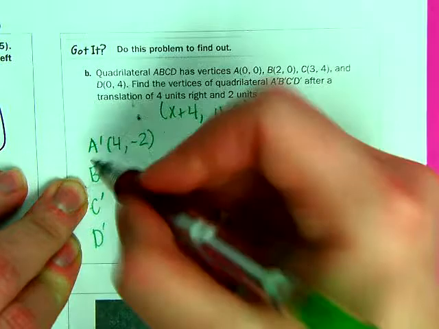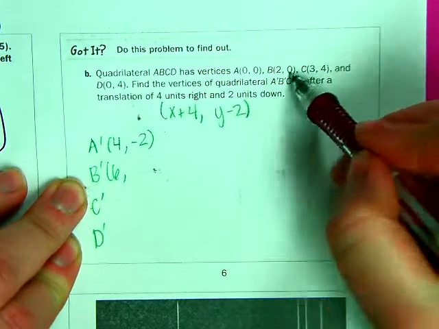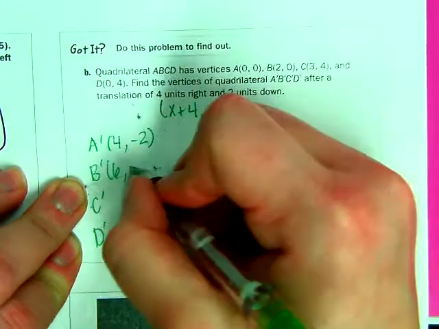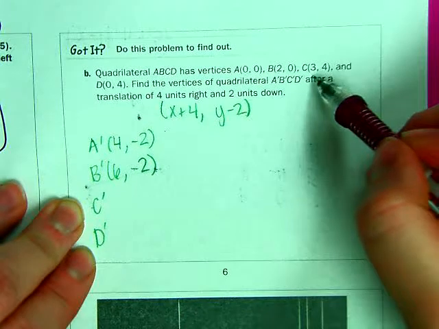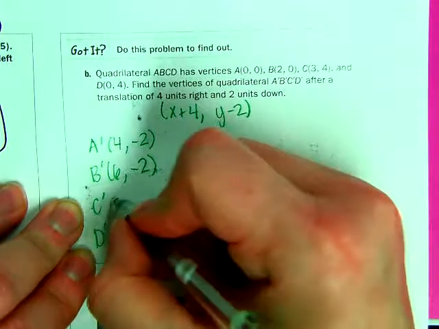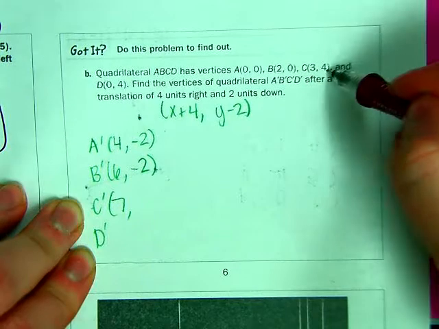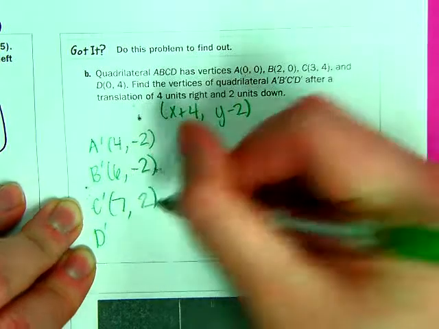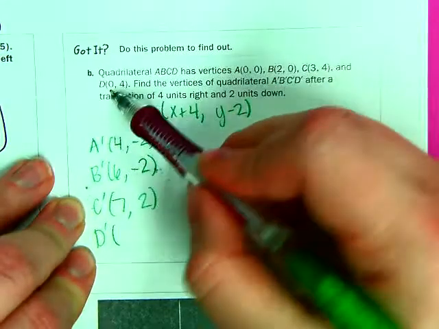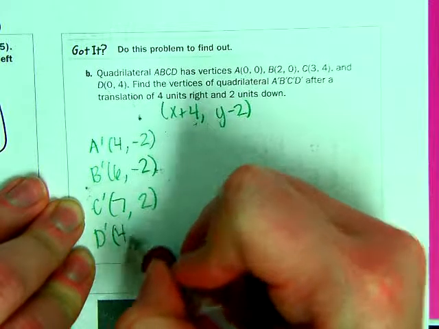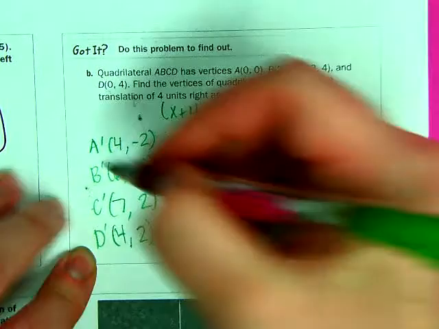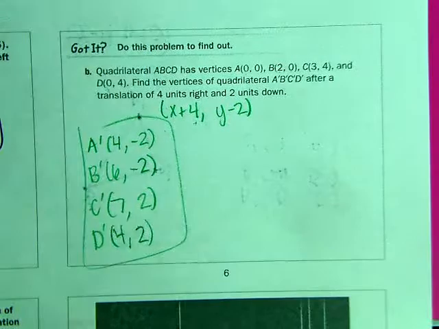2 plus 4 is 6. 0 minus 2 is -2. C, we have 3 plus 4, 7. And 4 minus 2 is 2. D, 0 plus 4 is 4. And 4 minus 2 is 2. So there would be our new coordinates. That translation notation really does come in handy.